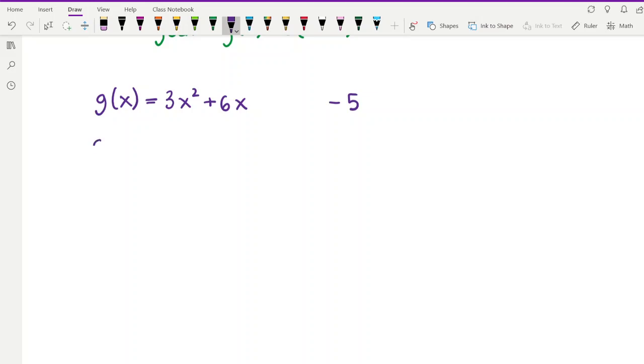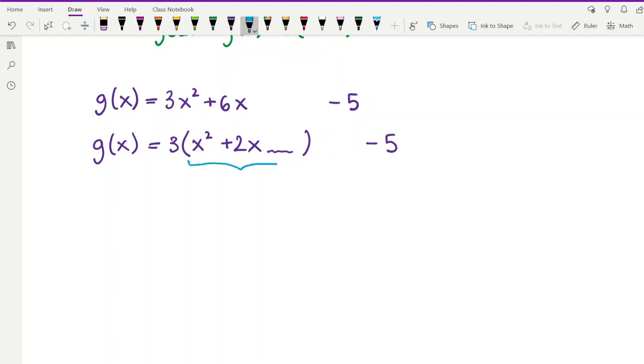We want to get it so that the first part is just an x squared. So we need to factor out a 3. So we have 3 times x squared plus 2x. So here we're going to be adding some number. And then we're going to have to do something outside here too. And so we'll leave some space there and then minus 5. And so this is the part that we're focusing in on right now. This is what we want to make a perfect square trinomial.